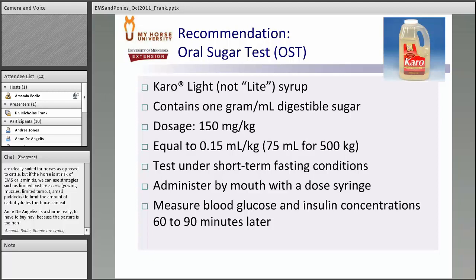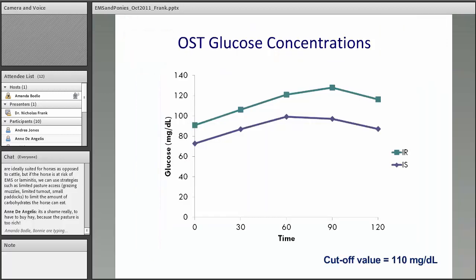And the horses generally enjoy this. They like the sugar, so they're going to take it very readily. As long as you don't spill any of the syrup, then you're really going to get it into the horse relatively easily. And then the horse or pony is going to be dealing with the glucose increasing after receiving this sugar. And it's the way that they handle that increase in glucose that we're really interested in. So the blood sample is collected 60 to 90 minutes later.